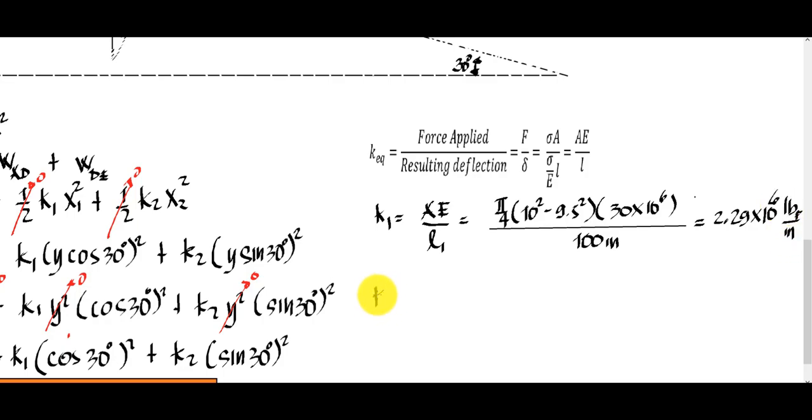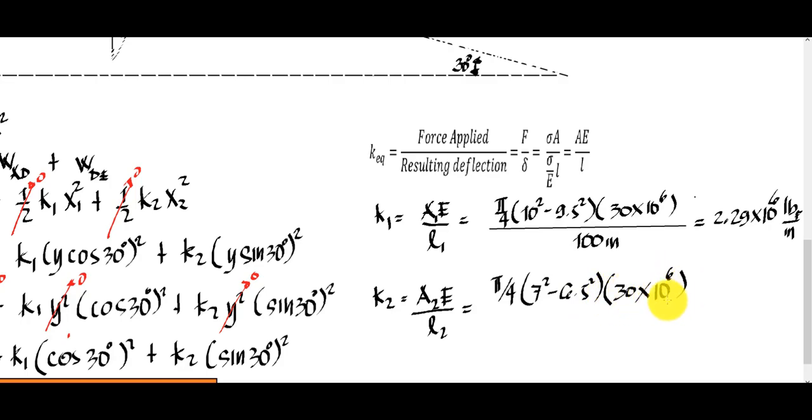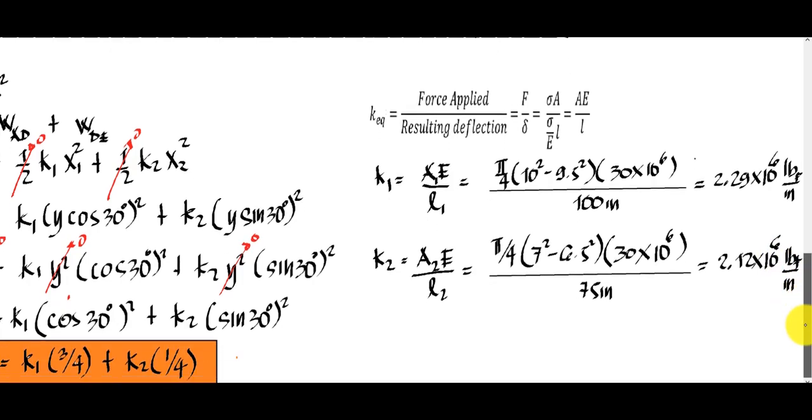Now for the K sub 2, we use the same procedure: we have your area 2 and the modulus of elasticity of the steel, then you have your length 2. So we have 7 square inch, then 6.5 square inch, multiplied by the modulus of elasticity of steel, 30 times 10 to the power of 6, then divided by the length, which is 75 inches. Finally, we have the value of 2.12 times 10 to the power of 6 pound force per inch. So we have the K values here.